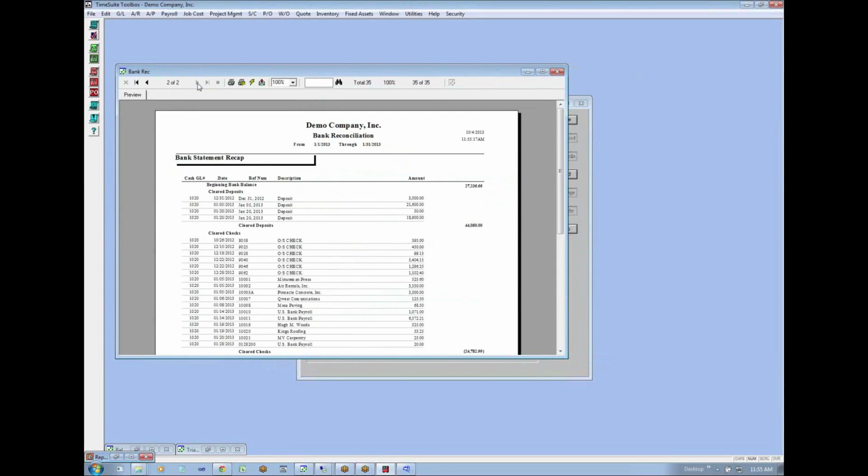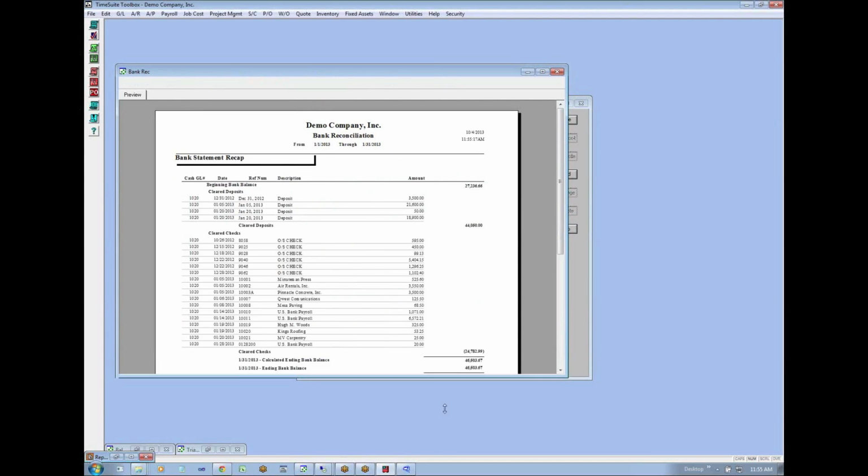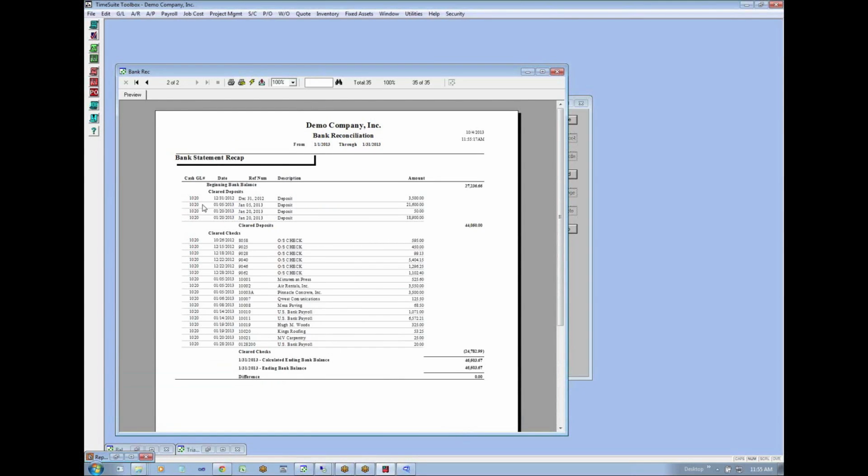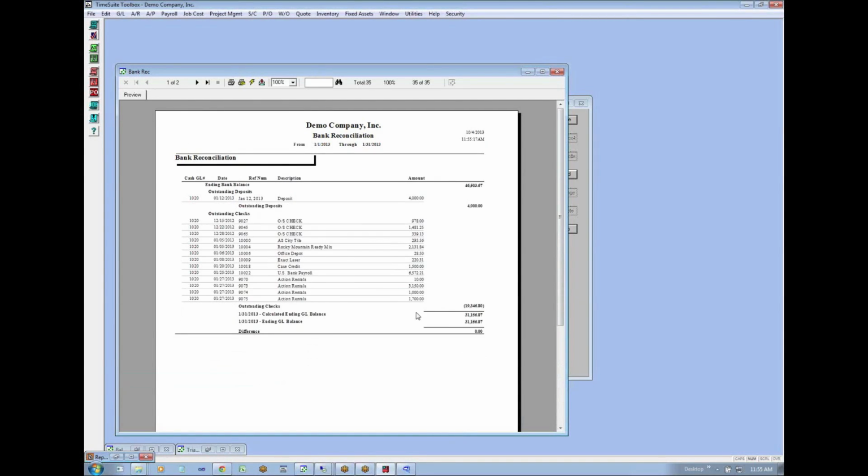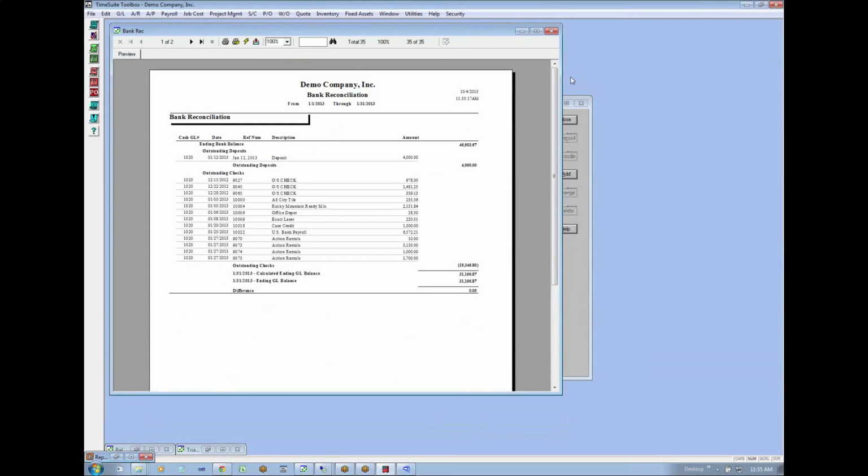It's got more to it, and you've got a second page that has your bank statement recap numbers on exactly what cleared the bank. Kind of a concept. So it's the first iteration of it. I think it's pretty well done, and we'll continue to enhance it as we go.